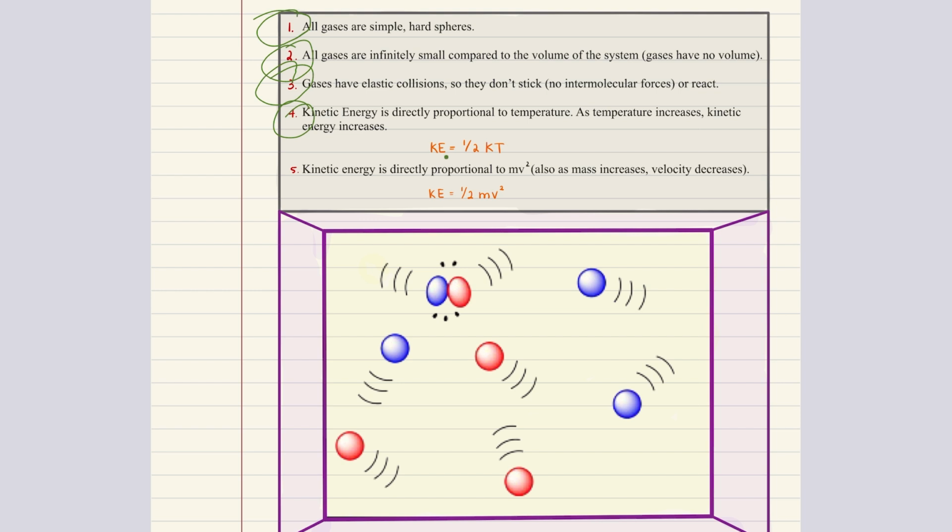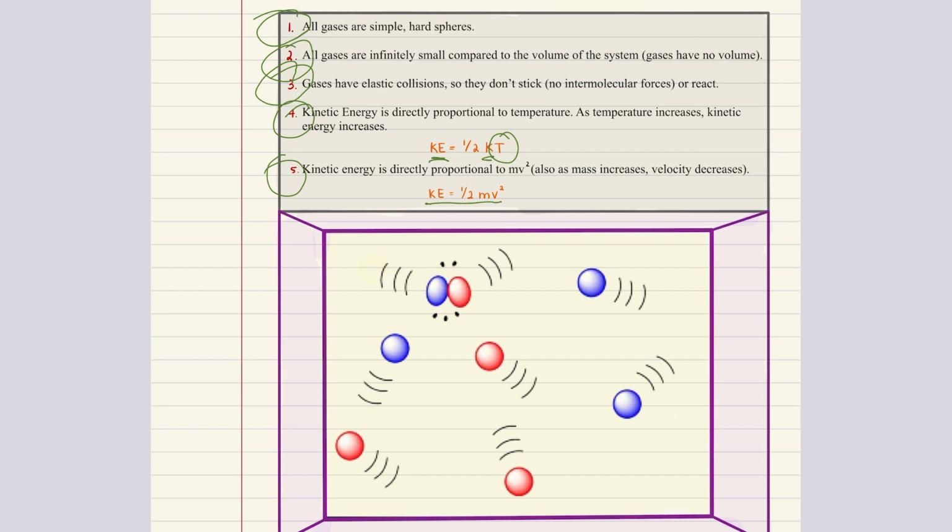KE, that's kinetic energy, is equal to 1/2 multiplied by k. This is Boltzmann's constant. And then that's multiplied by temperature. Finally, kinetic energy is also related to mass and velocity. So the kinetic energy of a particle is given by this equation: kinetic energy is equal to 1/2 mv squared, where m is mass and v is velocity.